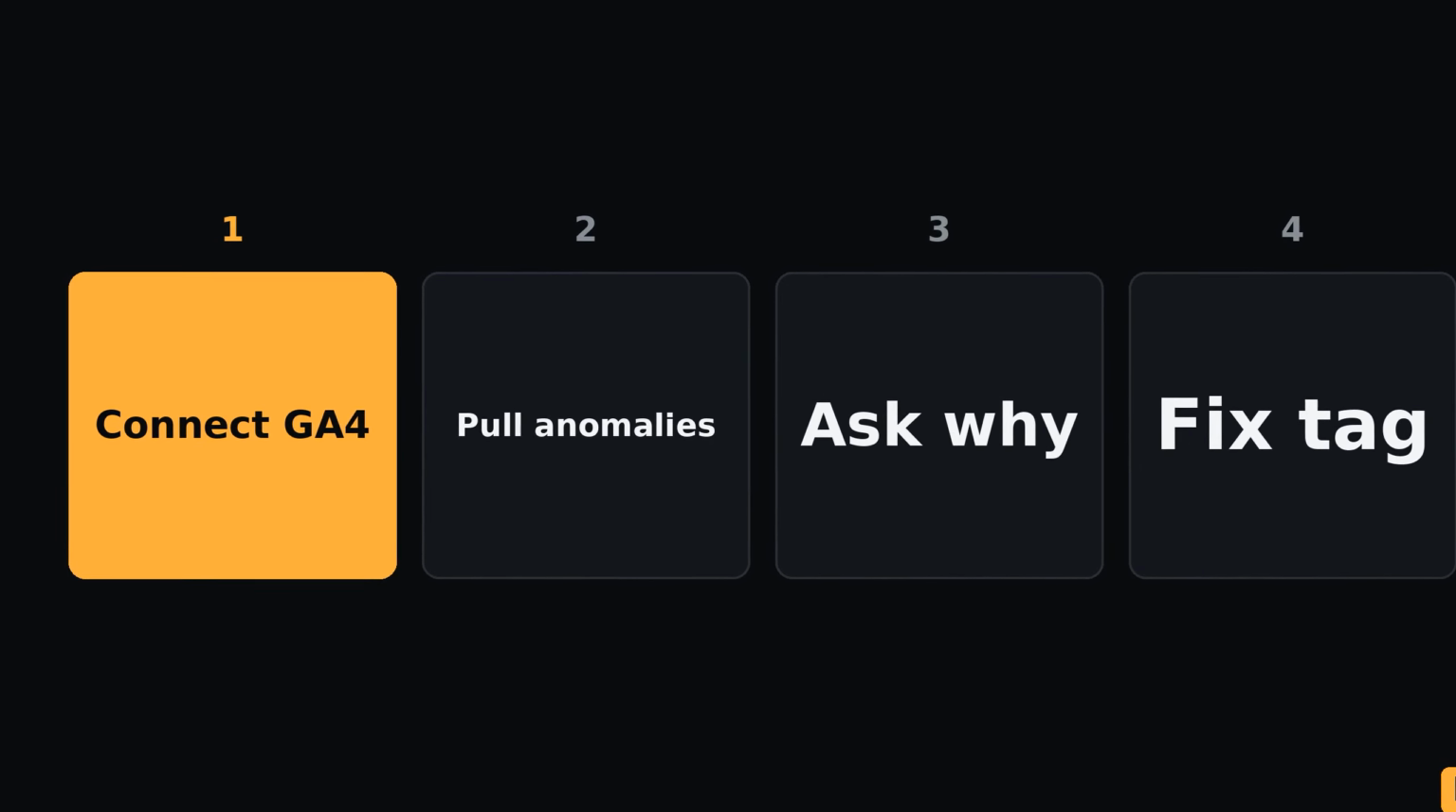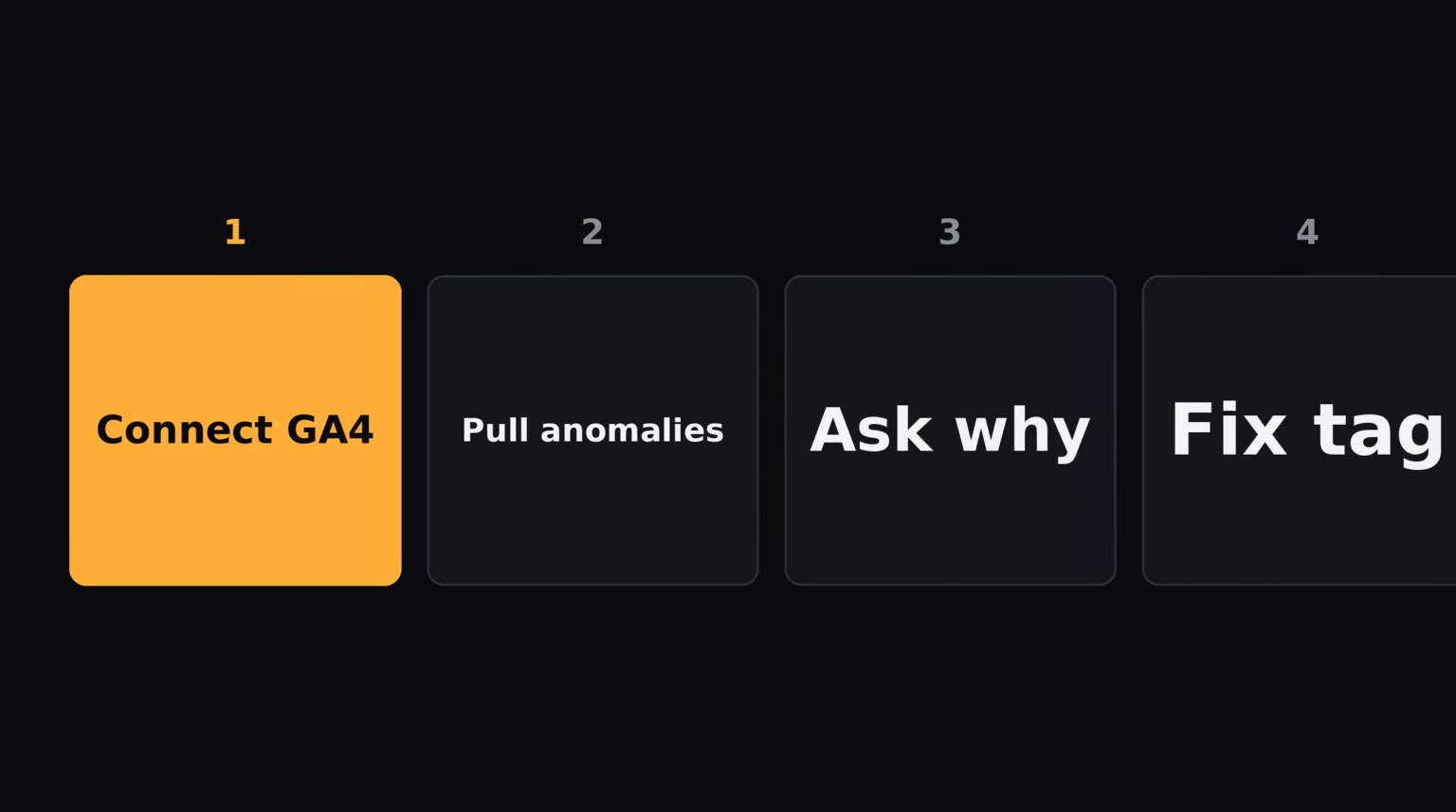Step 1 is connect GA4 so Buddy can read the same events your site already fires. You link the property, confirm the measurement ID, and grant the read scope the agent needs. Without that pipe, every later question is guesswork. The connection is why anomalies map to real sessions instead of orphaned ad clicks.